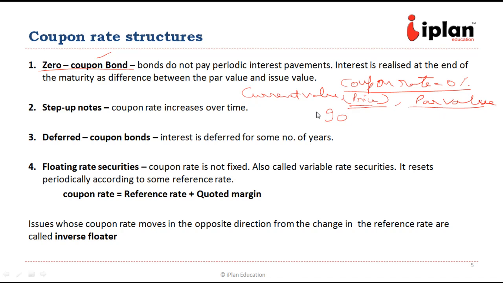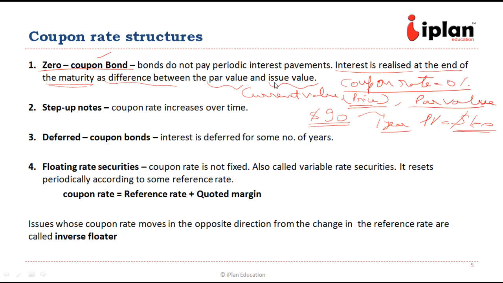For example, if the bond is being traded at $90 today and it is going to be matured in 1 year and the par value is say $100, we can clearly see that the person is going to earn $10 of interest on this bond, but it will not be paid as coupon rate. So we can say the interest is realized at the end of maturity, which is basically the difference between the par value and the issue value, or the price at which the borrower has bought the bond.